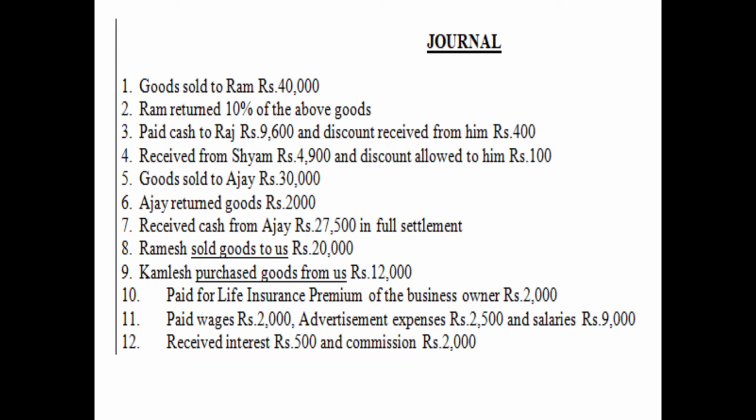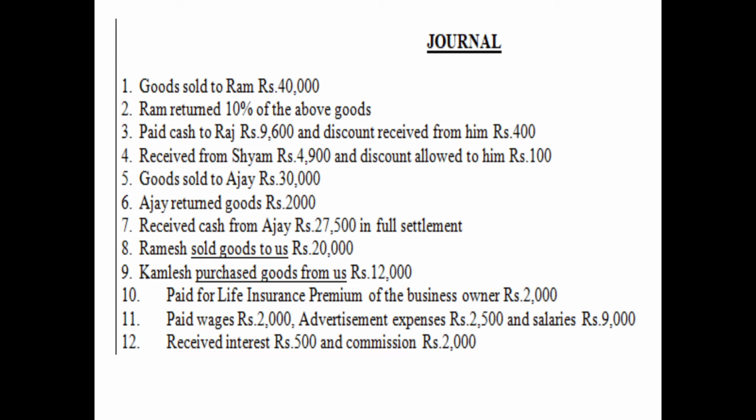Then the next transaction, Ram returned 10% of the above goods. Ram return, that means a customer return, that means it is a sales return. Now sales carry a credit balance, whereas sales return carries a debit balance. Ram has returned 10% of 40,000, which means 4,000 rupees of goods. So the entry will be sales return account debited 4,000 to Ram 4,000, because now Ram has become the creditor for the business, as the business needs to return the money of the returned goods back to Ram.